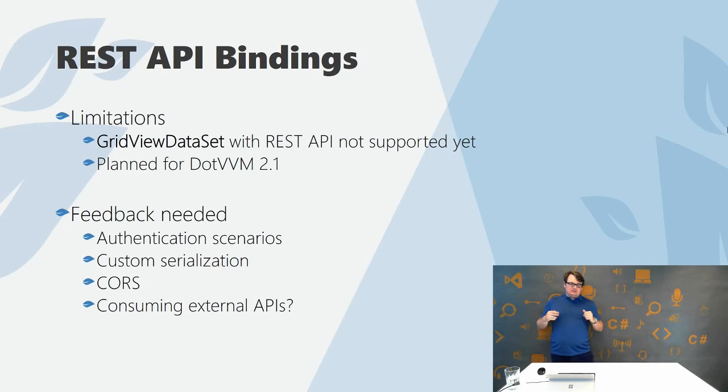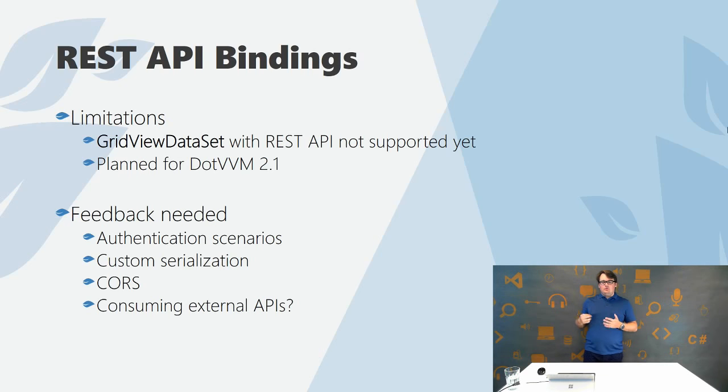Also, we need some feedback from you, so feel free to try REST API bindings and let us know what features you would like. We haven't dealt with many authentication scenarios yet, because right now we are assuming that you will have single sign-on between the .vvm and the API application. It's very easy if everything is in one project. It's quite easy to set up if it's 2 separate projects under your control.